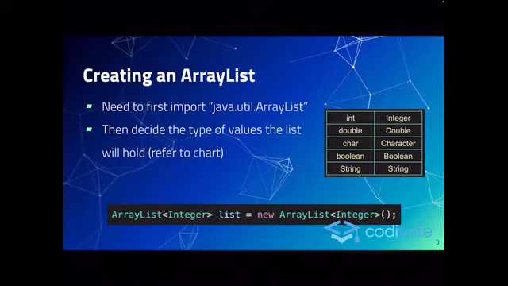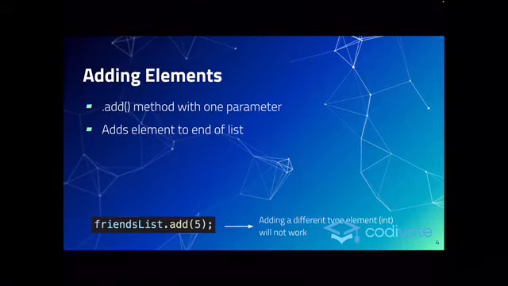So now let's get into some of the things you can actually do with ArrayLists. ArrayList has a method called add. So you can use .add on any object that you created with the ArrayList class to add one object to the ArrayList. So .add takes in one parameter, the element that you want to add, and it adds that element to the end of the list.